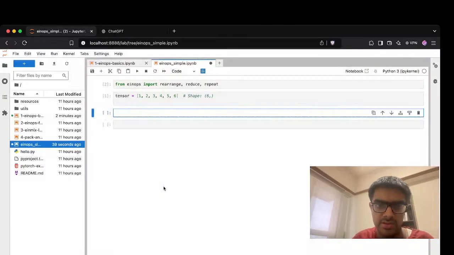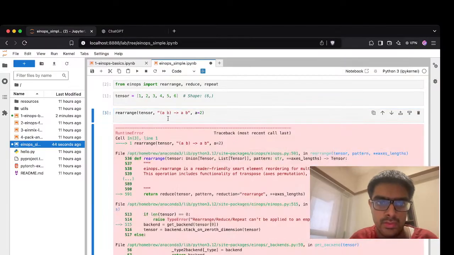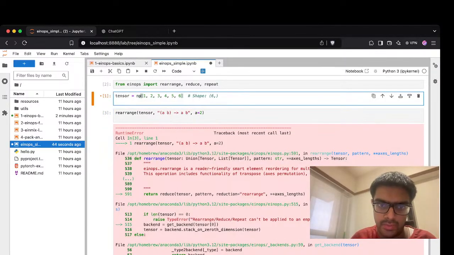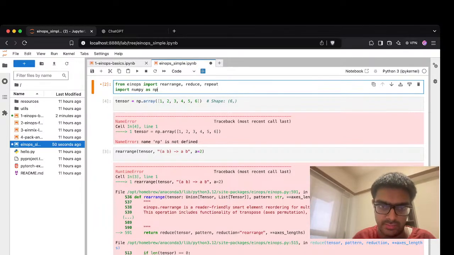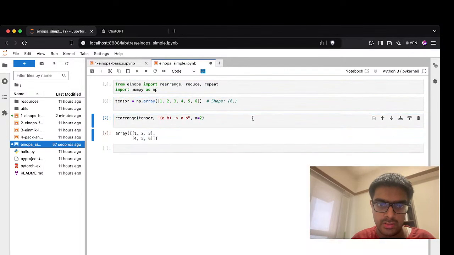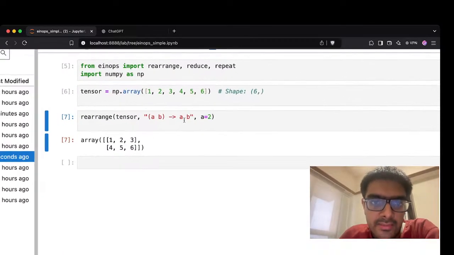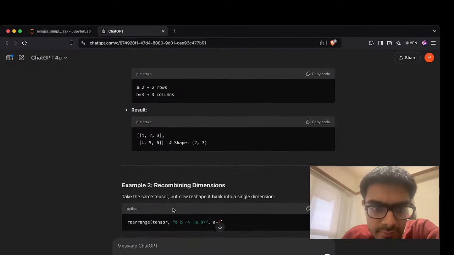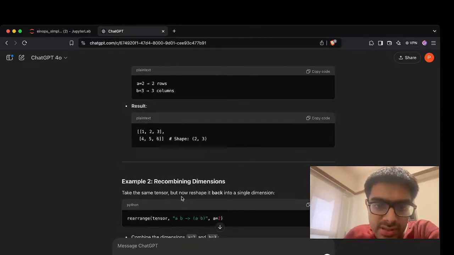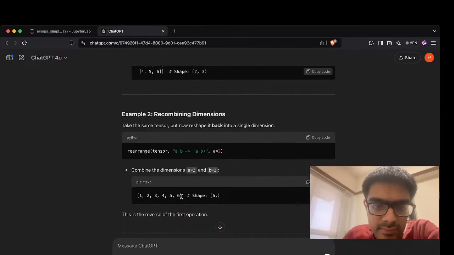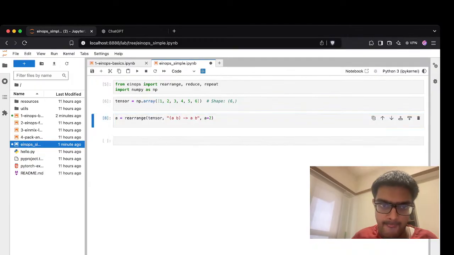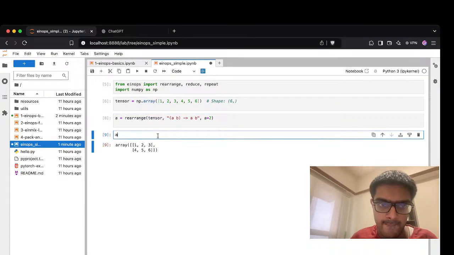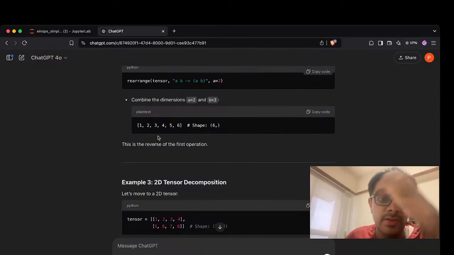Then we do something like rearrange, np.I. I think we gotta do this instead. We have to import numpy as np. Okay, yeah, I get that. Recombining dimensions. Okay. Got it. A 2D tensor.